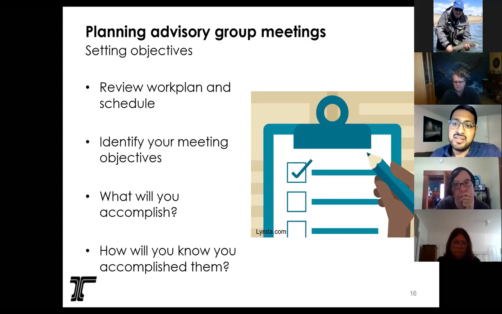And then another question is, how will you know you accomplished them? That's another piece of objective setting: connecting the desired outcomes to actual actionable items. And if you achieve them, what is the goal? You can set goals for yourself, and that's an important part of the meeting setting as well.